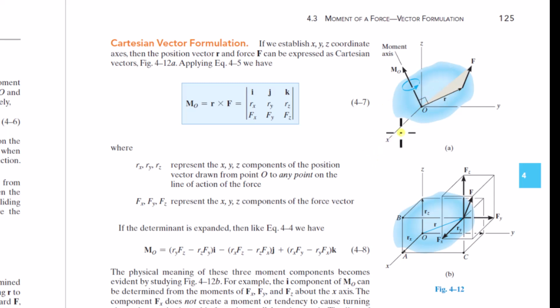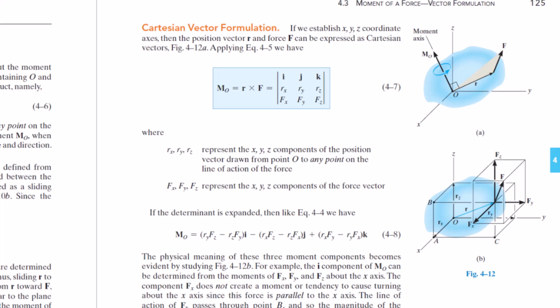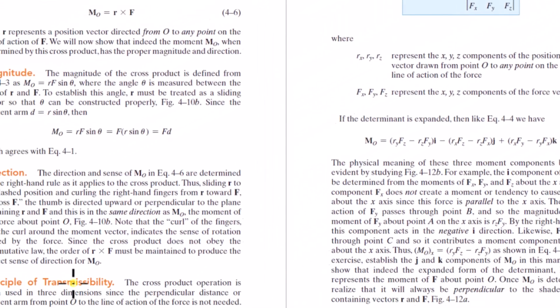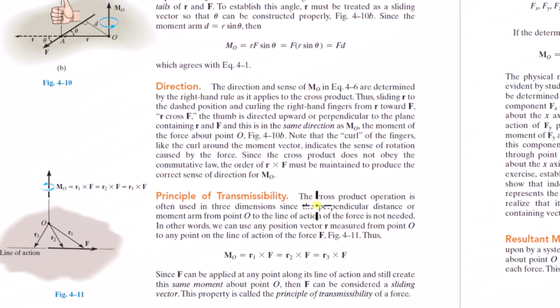And no matter where that moment is, what are you creating? A moment about this axis. You're just talking about a spin, or a tendency to spin, about this axis, and that's the same no matter where the moment vector is. Okay, and so if we come here, this principle of transmissibility, that's kind of what we're talking about.